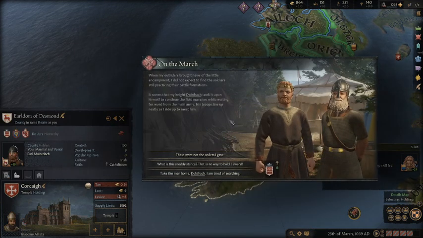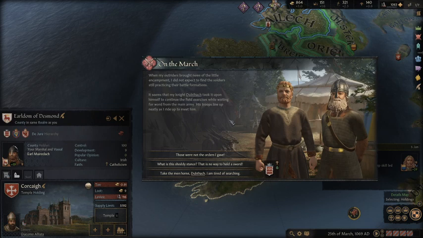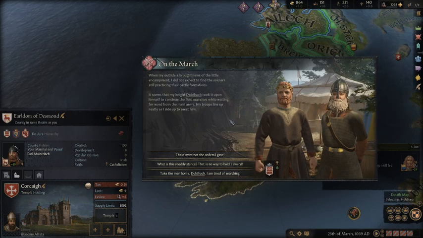When my outriders brought news of the little encampment, you do not expect to find the soldiers still practicing their battle formations. It seems that my knight took it upon himself to continue the field exercises while waiting for word from the main army. His troops line up neatly as I ride up to meet him.